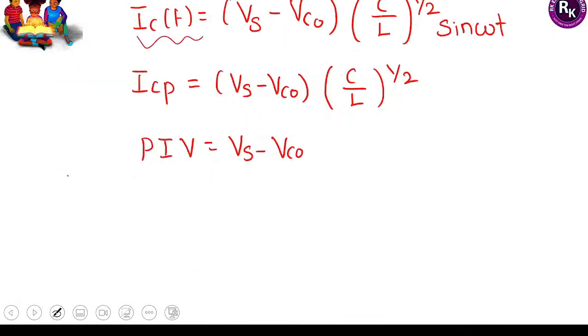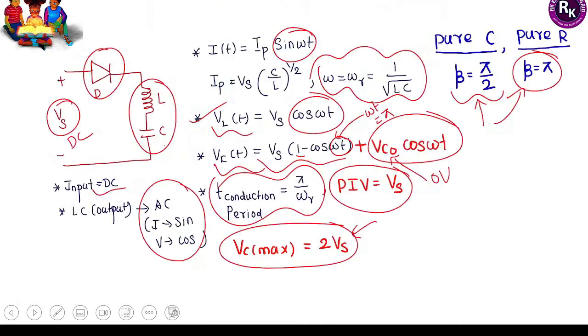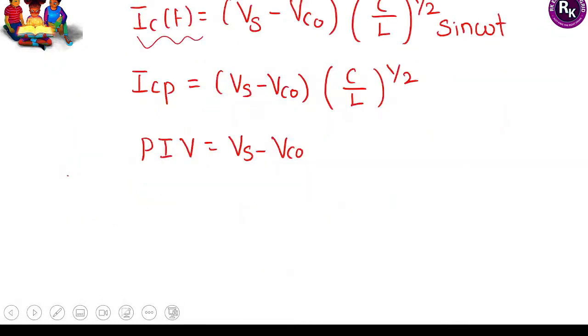The value of IC of t, including initial voltage. Here I have already given the expression for the current flowing through the circuit, that is IC of t, but I wrote it without considering the effect of initial voltage. This is the maximum current flowing through the capacitor or through the circuit. So here Vs is alone because I was assuming that the initial voltage is 0. If you consider the effect of initial voltage, then this will be the formula, and this will be the maximum peak current.